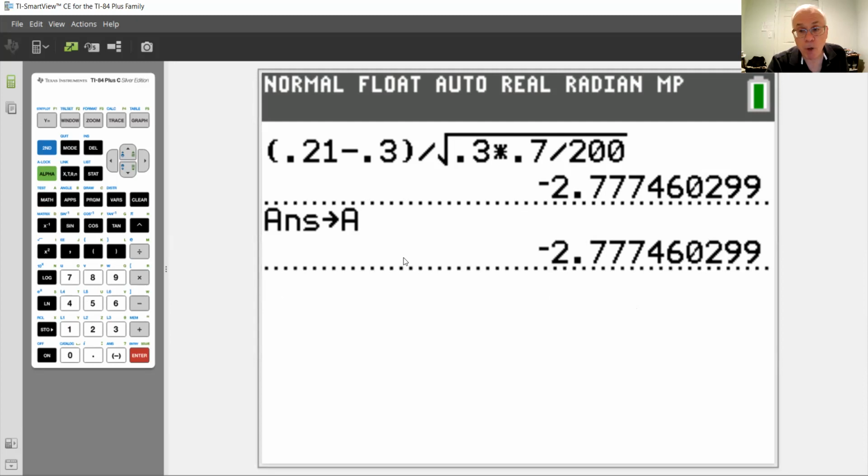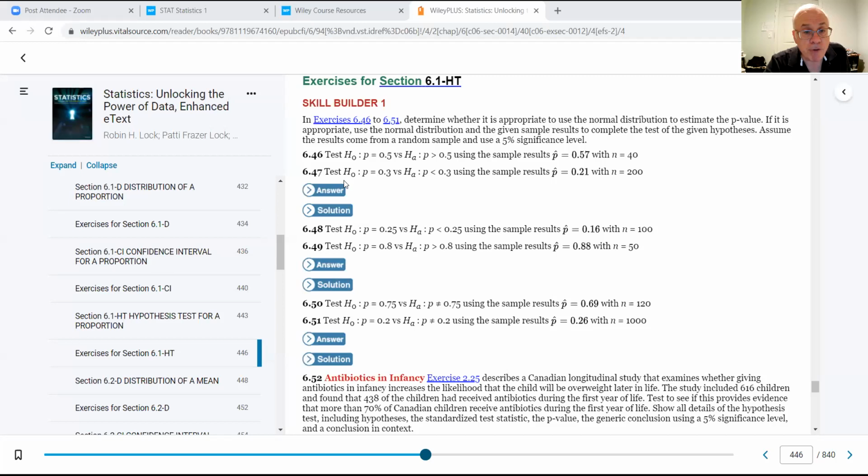Now, what are we going to do next? What type of test is this? Let's go back out, back to the problem. The next step is to do our p-value. So let's go back to Wiley Plus and look at the question. 6.47 says the alternative hypothesis says that p is less than 0.3. That is a left tail test. So we're going to do a left tail test.